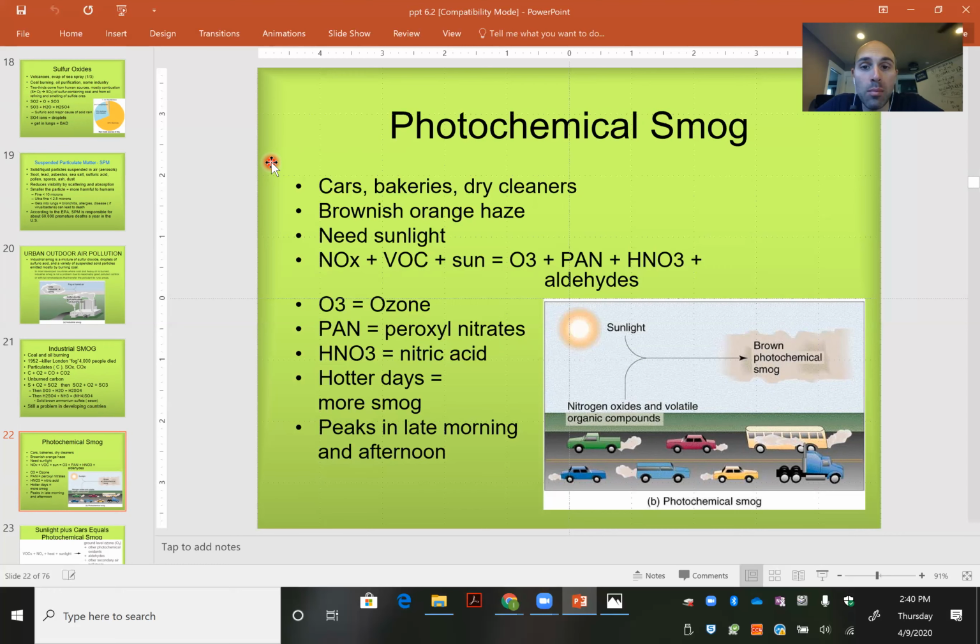The hotter the day, the more intense the sunlight, the more smog, the worse it is. And it peaks in late morning and early afternoon, because the sun is at its most intense. Right? Think about it. It's like the warmest part of the day, the clearest part of the day when the sun's rays can hit you. There's the sun, right? And it's shining down.